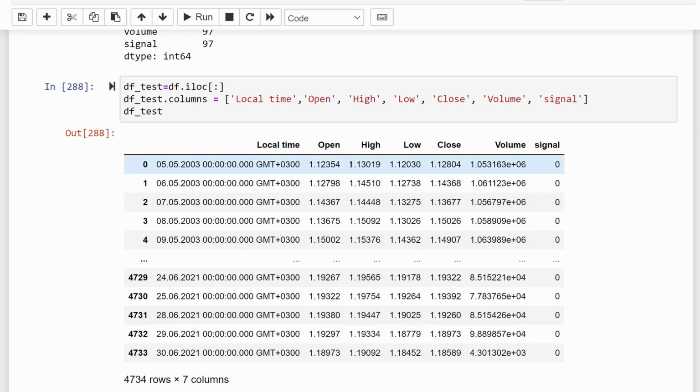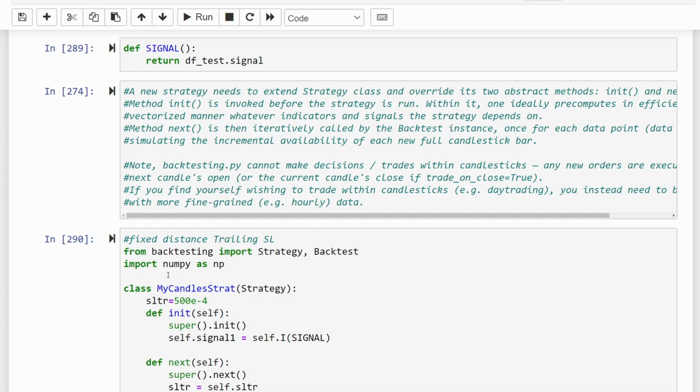This is how it's going to look like. We have the opening price, the high, low, and the closing price, the volume, which we are not going to use for this strategy, and the signal column that I have added into my data frame. Then I'm going to use the backtesting package to backtest this strategy. This package was introduced in the last video of this playlist.